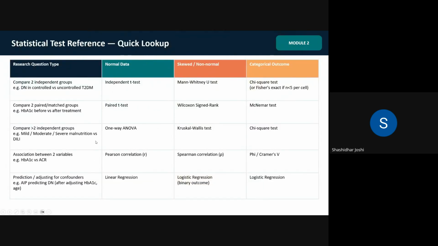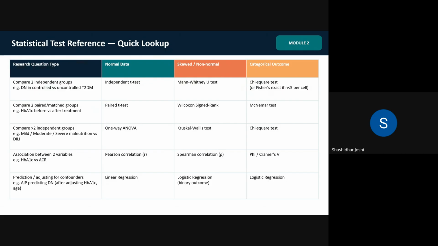Now look at this table, a very important table. You can always paste it in your room at home. Basically, this slide as well as the data type slide, which I spoke about at the beginning, are very important. Now let's look at the research question on the left hand side.